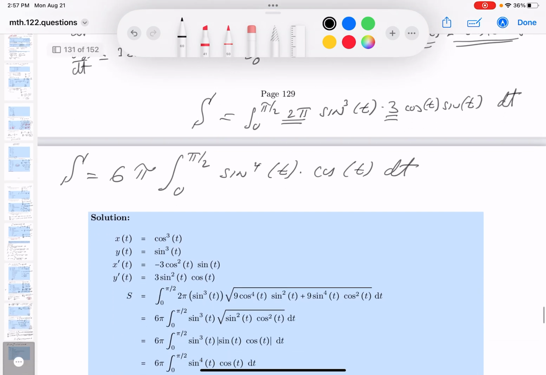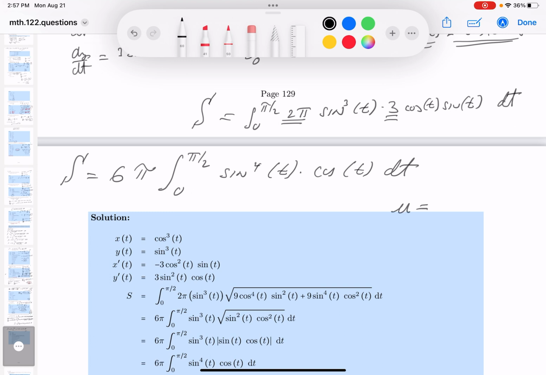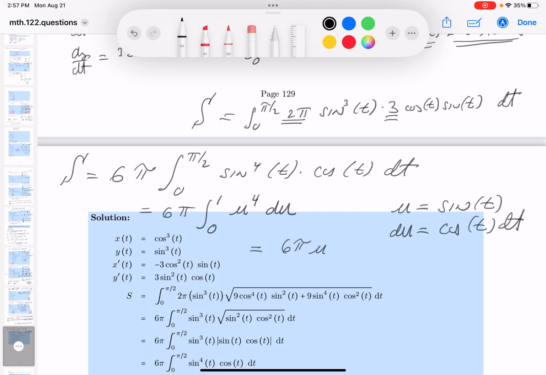I'm going to use u substitution to finish this off. U, I'm going to say is sine t, and du is going to be cosine t dt. Let's write that down. 6 pi, sine of 0 is 0, and the sine of pi over 2 is 1. And the sine to the 4th power would be u to the 4th power. The cosine of t dt is du. Well, that certainly got easier for me. So what do you get? 6 pi, u to the 5th power over 5, 0 to 1.